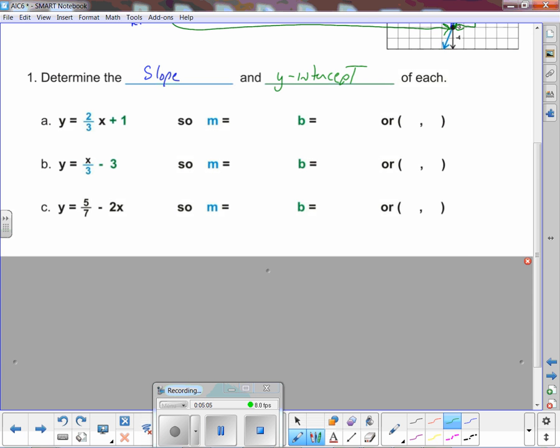So what does that mean? That means find the m and find the b. So the first one's easy. Somebody raise their hand, tell me what the slope is, the m for a. What is the slope? Justin? It is 2/3. There's a 2 vertical change over a 3 horizontal change.